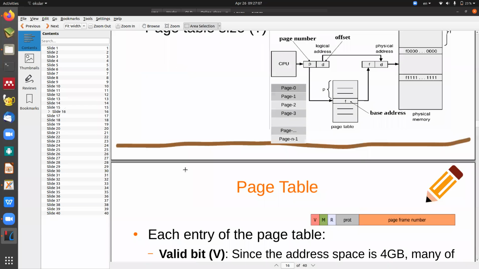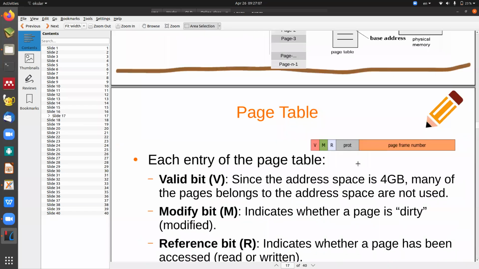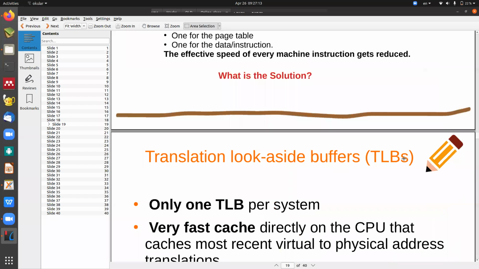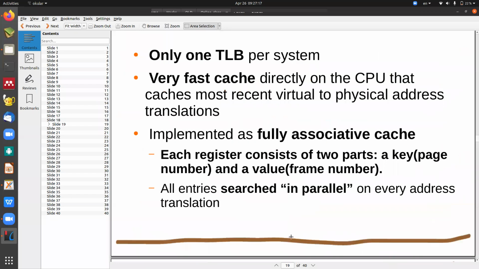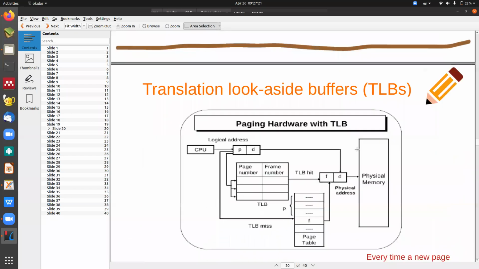Even if you have a page table, our memory access time will be high. That's why you go for the TLB. How the TLB works here: there is a hit case and a miss case, and this is how the effective access time comes.